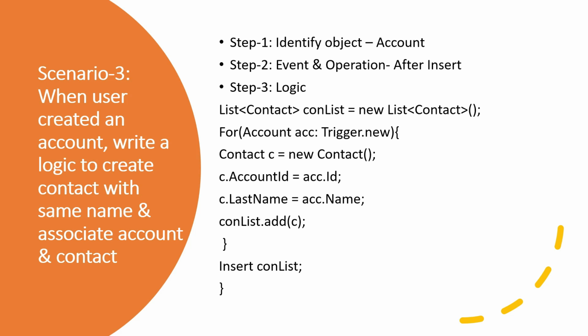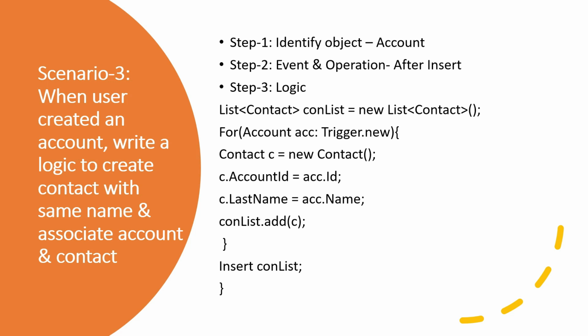So again, follow three steps: identify object, event and operation, and logic. In our case, account is the object, and this is after insert, and logic. What we would like to do is create a contact with the same name and associate the account with the contact. So we are creating an empty list of contact first.